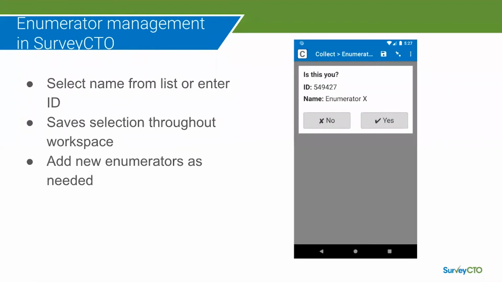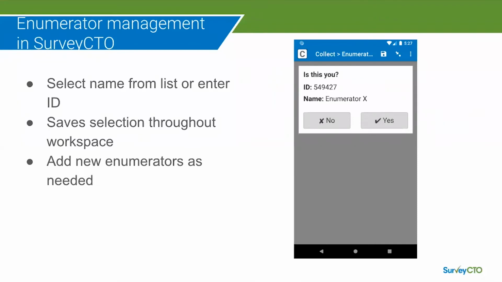There are lots of ways to track enumerators using SurveyCTO. You could have a select one field where enumerators select themselves from a list, which is fine if you just have a few enumerators, but it can be annoying to find yourself in a list of dozens or even hundreds of different enumerators. There could be a text field where enumerators enter their ID, but again, this can be annoying to do each time. You could have a different login credential with a different username for each enumerator, but it can be difficult to manage so many different usernames and passwords. The enumerator functionality is a much easier and more efficient way to manage your enumerators.